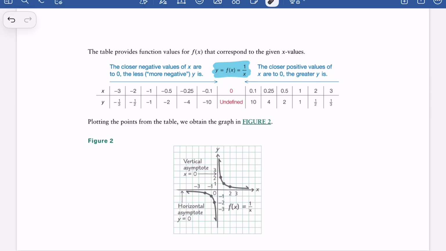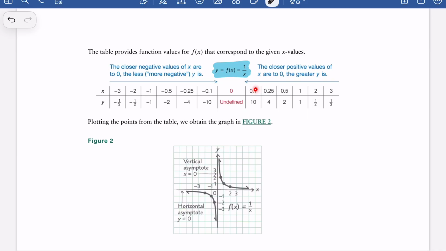Now, something to notice here is that the closer the negative values of x are to 0, the more negative y is. So what we're saying is, if we get closer and closer to 0 here, these are small negative values, the bigger our output for y is in magnitude. On the other hand, the closer positive values of x are to 0, the greater y is. So for example, if we have a really small value for x, this 0.1 here, our output is going to be really big.